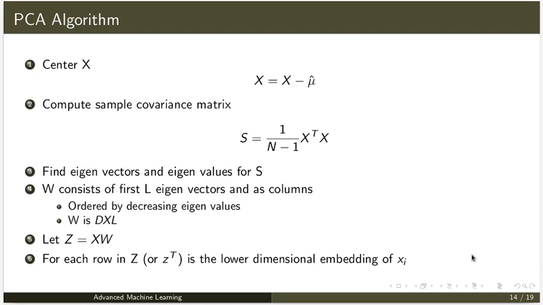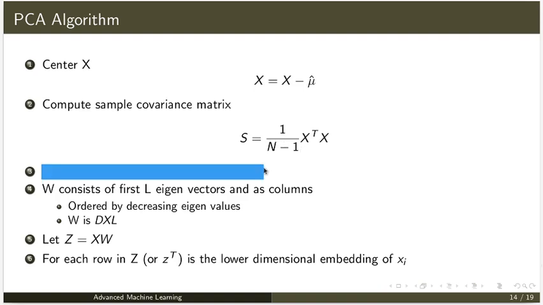So the PCA algorithm: the first thing you do is mean center X, so that your data is centered, X equal to X minus mu. Then you calculate the sample covariance matrix S, 1 by n minus 1, X transpose X. Then you can compute eigenvalues and eigenvectors. So eigenvalues and eigenvectors are calculated.